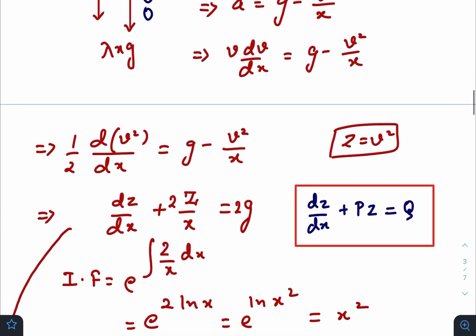Okay, now we can just manipulate a little bit. 1 by 2, if you put here, we can write v dv as d of v square.